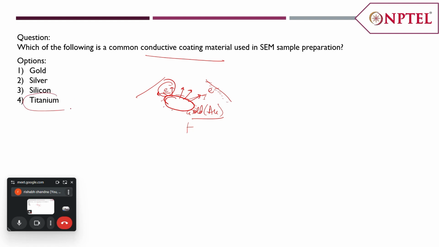And sometimes titanium is also used, but in that case the cost is also an issue. Okay, so that's why gold is generally used as a conductive coating material in the cases where we need to image the sample using SEM. So the correct answer is option number 1, that is gold.